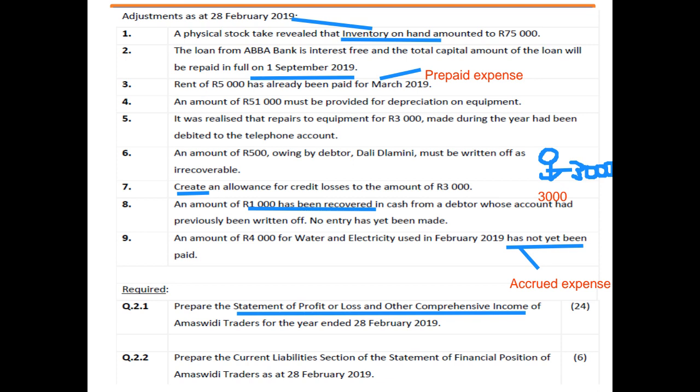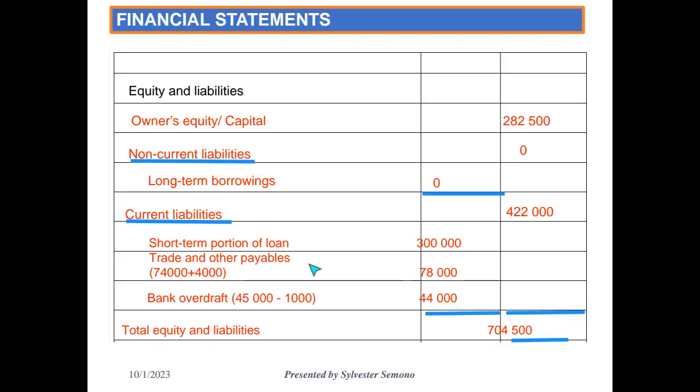Remember that they did ask, but it's okay because we did. If you can check here, they only wanted the current liability. So they only wanted us to show this part, not the whole thing, but for us, we showed the whole thing.